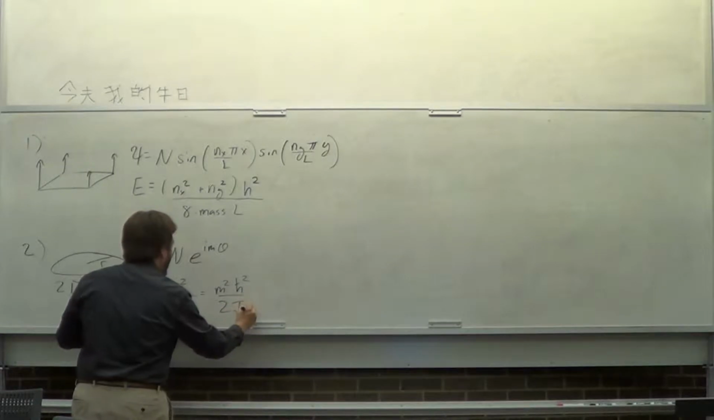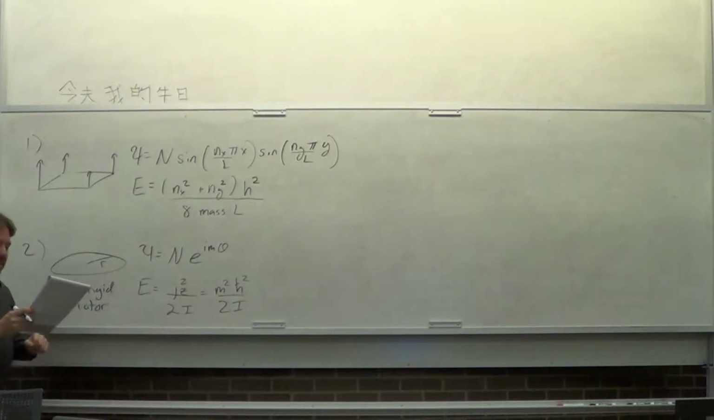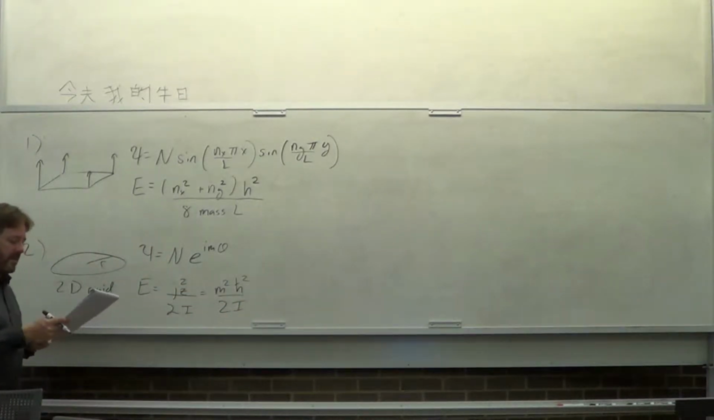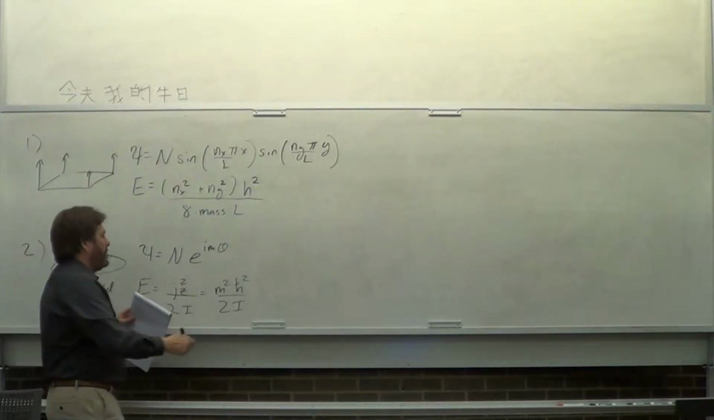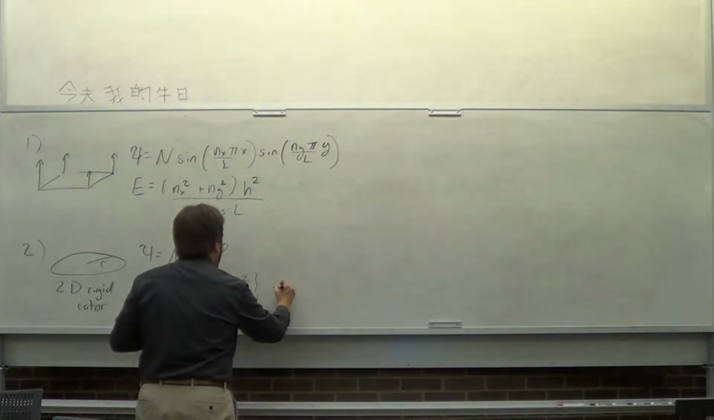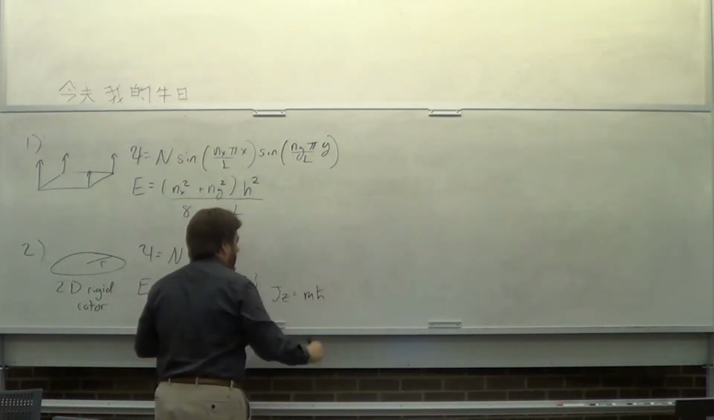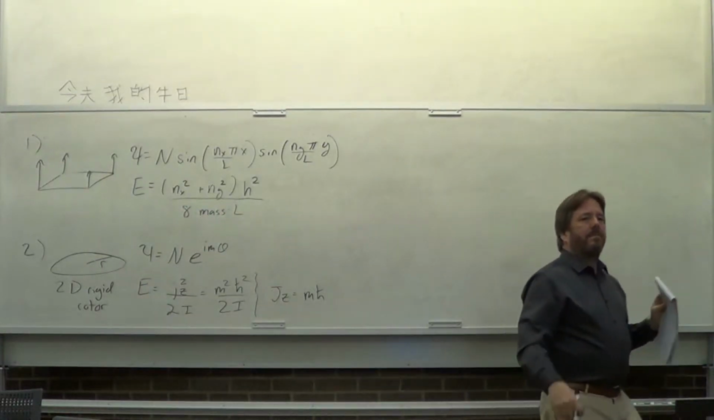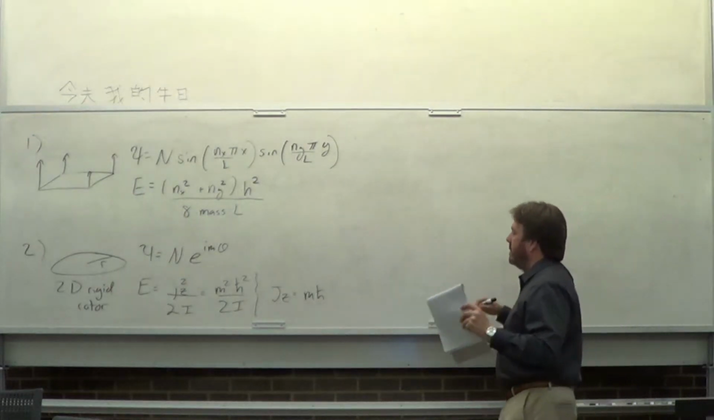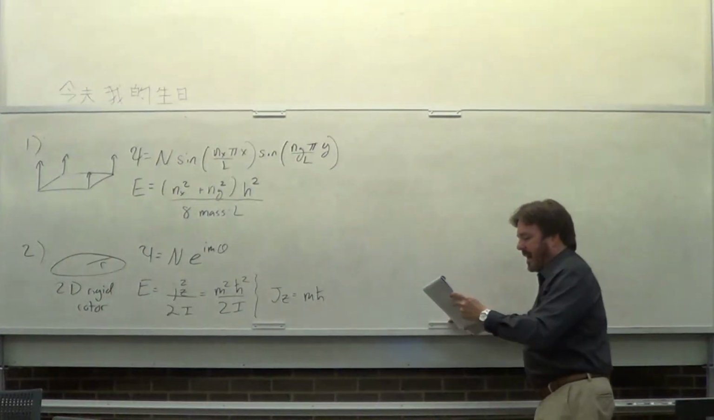Then we see quantization because there's only certain integer values of angular momentum. And that, of course, means that the angular momentum is discrete: h bar times 0, 1, -1, and so on.